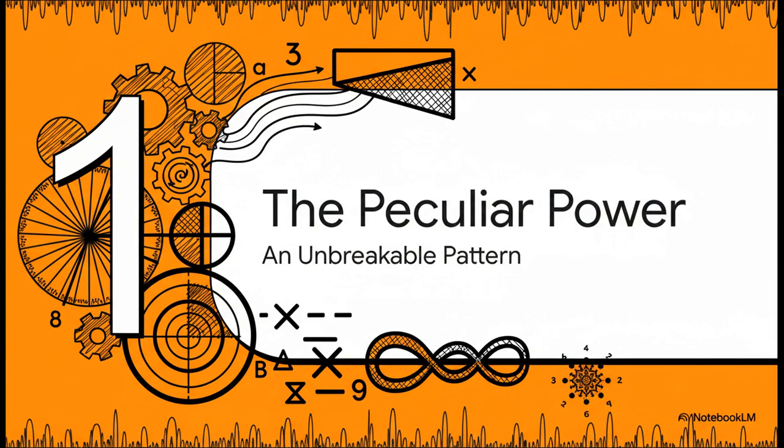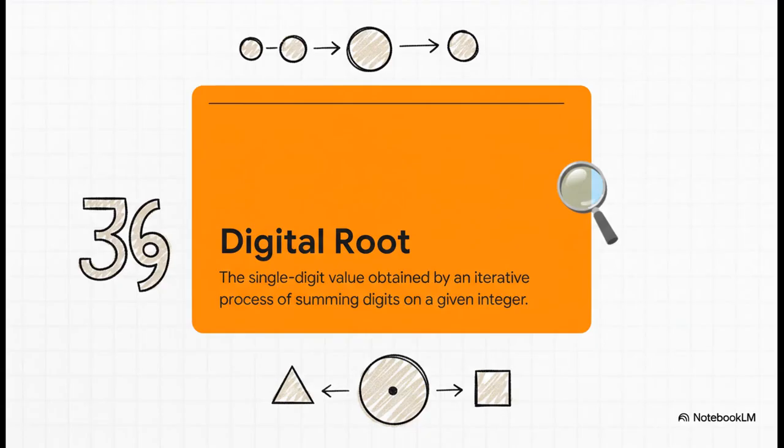To really get our heads around this theory, we've got to start with some math. But trust me, it's not going to be complicated. It's actually really elegant, and it shows off this peculiar, unbreakable pattern. The whole thing really starts with this simple idea called the digital root. Sounds kind of fancy, right? But all it really means is you add up the digits of any number over and over again until you're left with just one single digit.